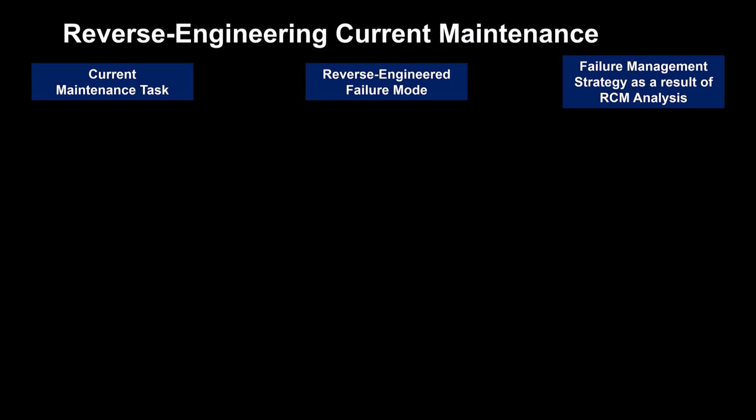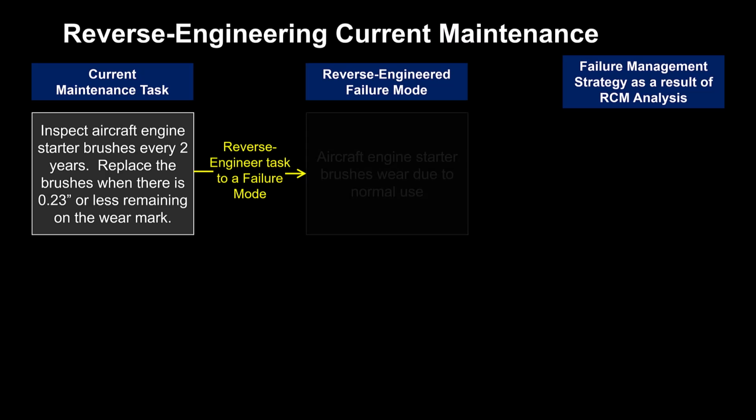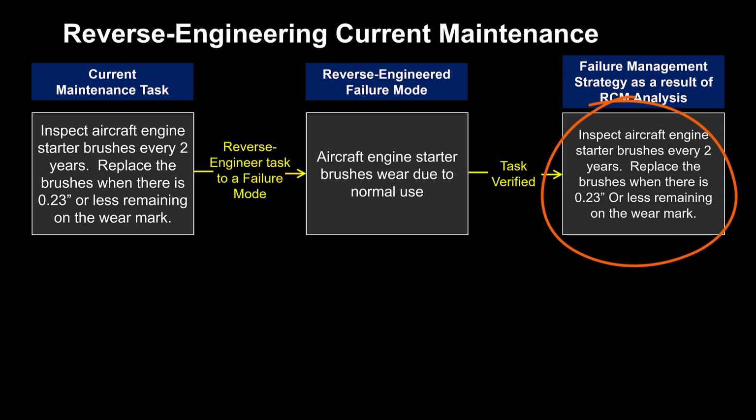Let's say we have a current maintenance task to inspect aircraft engine starter brushes every 2 years, replace the brushes when there's 0.23 inches or less remaining on the wear mark. The facilitator leads the working group in reverse engineering the task to identify the failure mode it is intended to manage. Together, they identify that the failure mode is aircraft engine starter brushes wear due to normal use. Later in the analysis, the RCM working group analyzes the failure mode and determines that this current task is technically feasible and worth doing. So they leave the current task in place.